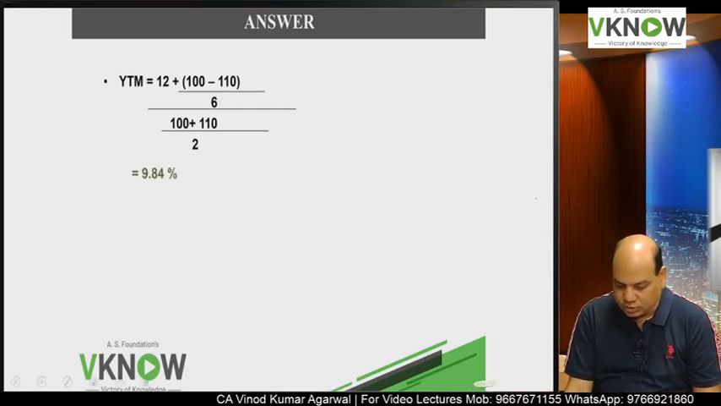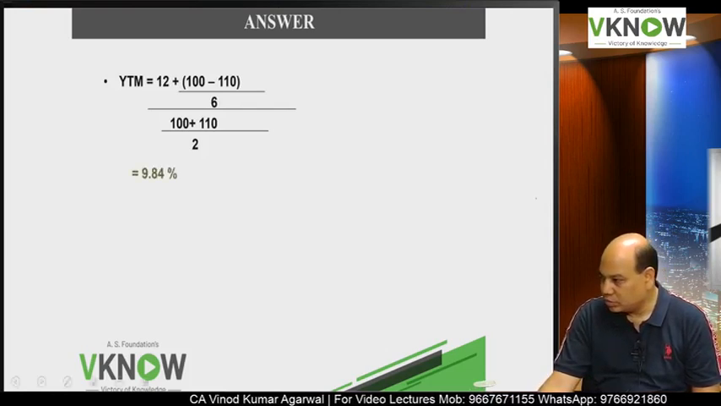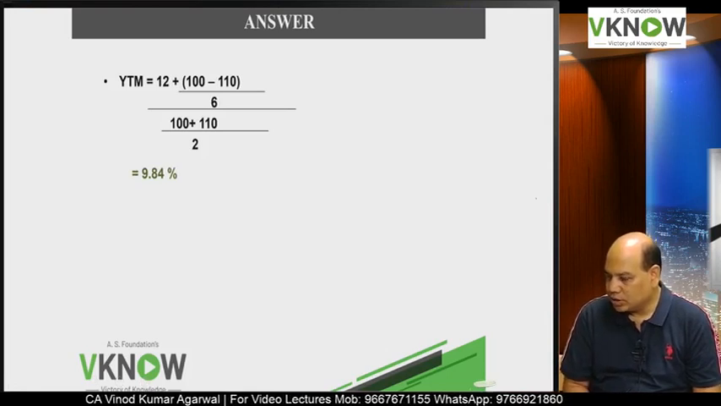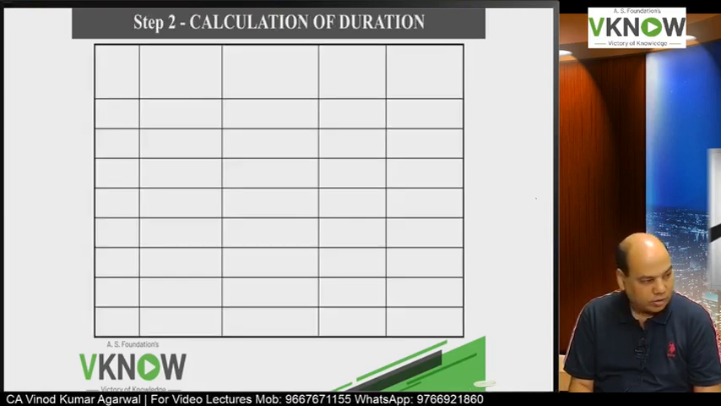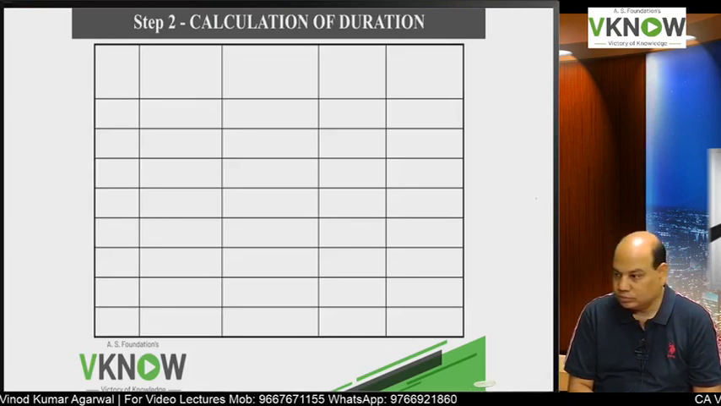%. One student is saying 9.8%. So very good. 9.8% is an approximate answer and it is right. 9.84% is right. Then come to step 2.